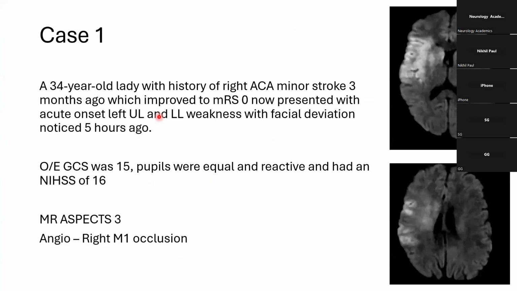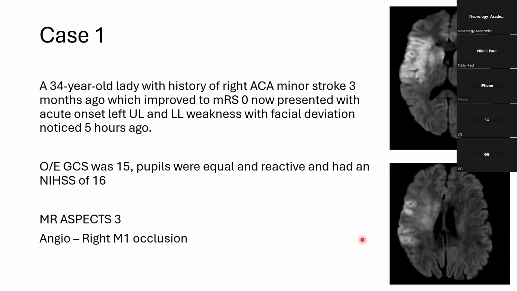So we'll see with the help of a case. This is the first case. It's a 34-year-old lady with a prior history of minor stroke, which improved with zero deficits, now presenting with an acute onset left hemiparesis noticed 5 hours ago. On examination, the GCS was full, pupils were equal, and she had an NIHSS of 16 and an MR ASPECTS of 3.